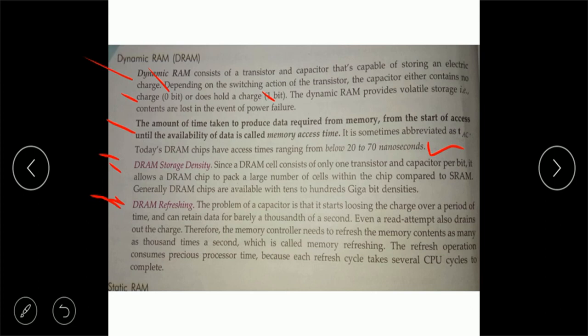Let us see what is DRAM refreshing. The problem of capacitor is that it starts losing the charge over a period of time and can retain data for barely a thousandth of a second. That means in this the charge is always lost. So for this the refreshing is required. That consumes the CPU processing time.